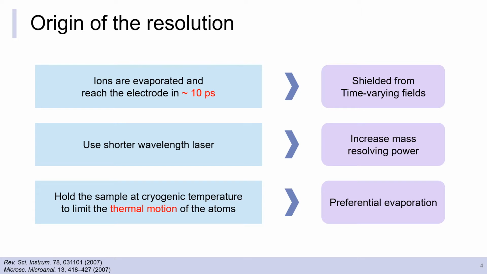Next one is the wavelength of the laser. According to Bunton's research, a shorter wavelength laser can improve the mass resolving power. And APT uses a UV laser, therefore it has high resolution. Lastly, the cryogenic temperature of the sample limits thermal motion and makes preferential evaporation possible.